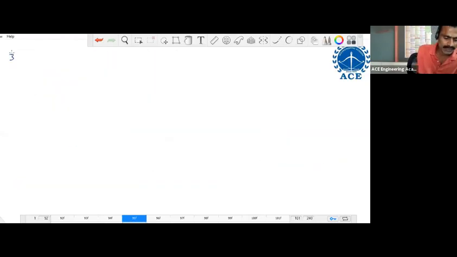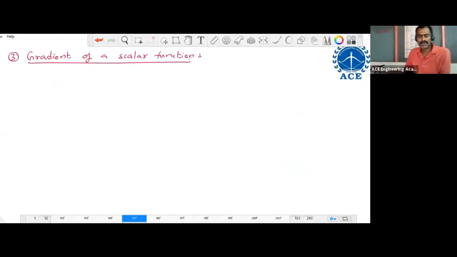That is the third one. Wait, I'll close the session. Just read the heading, then stop. Gradient of a scalar function. Here we discuss about gradient quantity only.